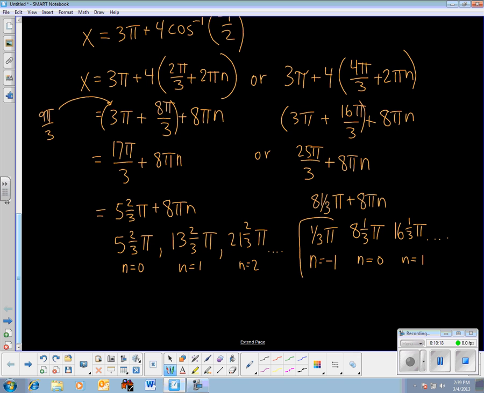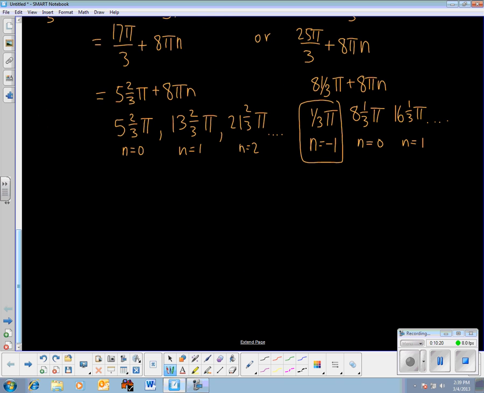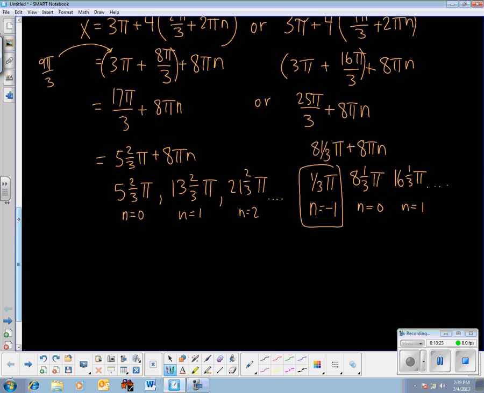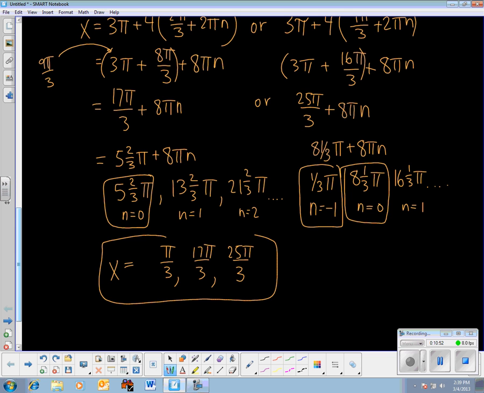So this one is definitely my smallest possible positive value, then 5 2/3 pi, then 8 1/3 pi. So my 3 answers should be pi over 3. At this point I'm going to turn them back into non-mixed numbers. 5 2/3 pi is 17 pi over 3, and 8 1/3 pi is 25 pi over 3. So those are the 3 first positive values where y is going to have a height of 5.